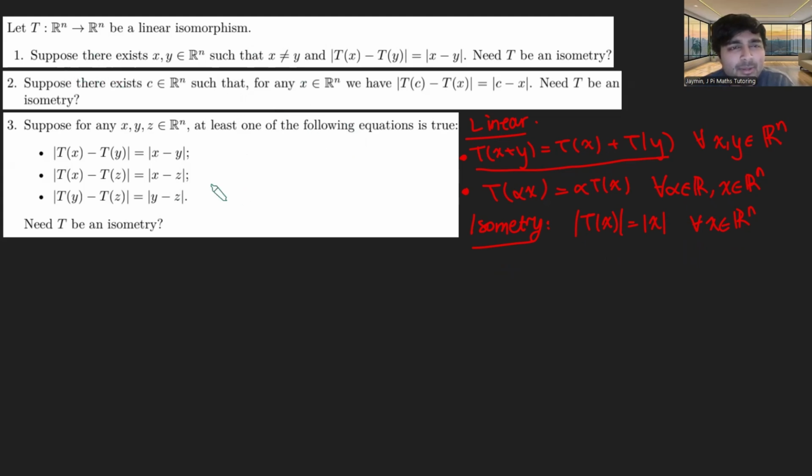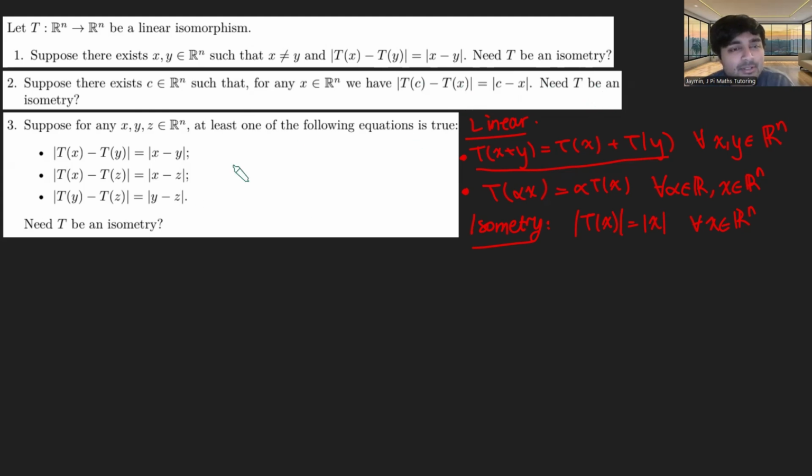So part one: suppose there exist x and y in R^n such that x and y are distinct, and the distance between T of x and T of y is the same as the distance between x and y. Need T be an isometry? Part two: suppose there exists some point c such that for any point x, the distance between T of c and T of x is the same as the distance between c and x. Need T be an isometry here?